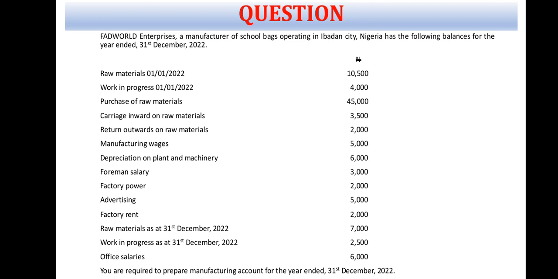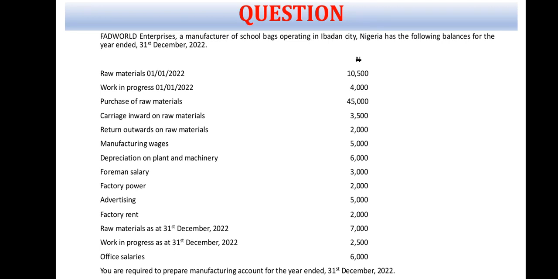Raw materials as at 1st of January, 10,500 naira. Work in progress at the beginning of the year, 4,000 naira. We have purchase of raw materials, 45,800 naira. Carriage inward, 3,500 naira. Return outward is 2,000 naira. Manufacturing wages, 5,000 naira. Depreciation on plant and machinery, 6,000 naira. Four months salary, 3,000 naira. We have factory power, which is 2,000 naira. Advertisement is 5,000 naira. Factory rent, 2,000 naira.